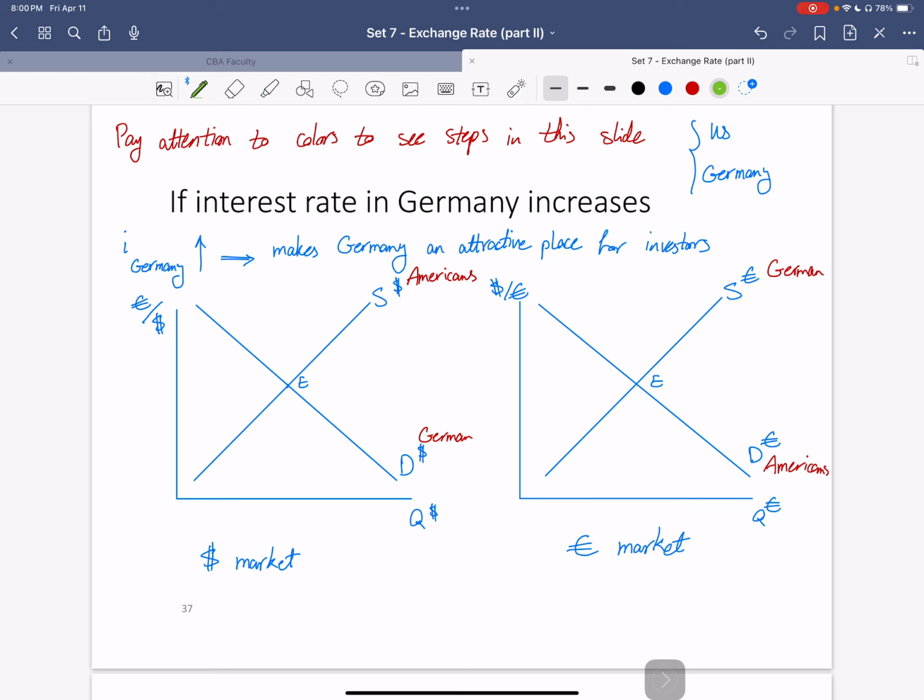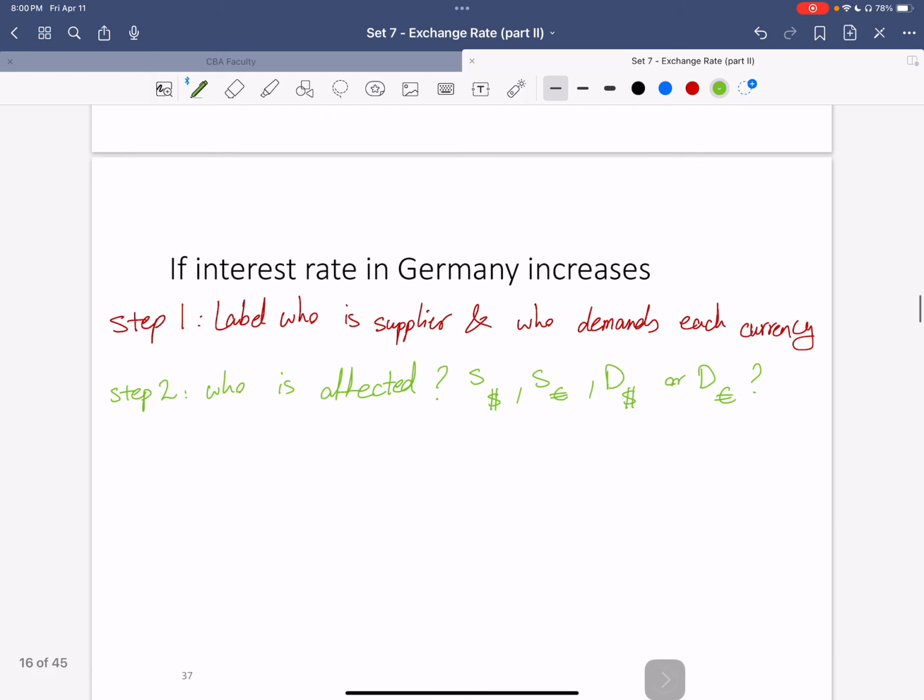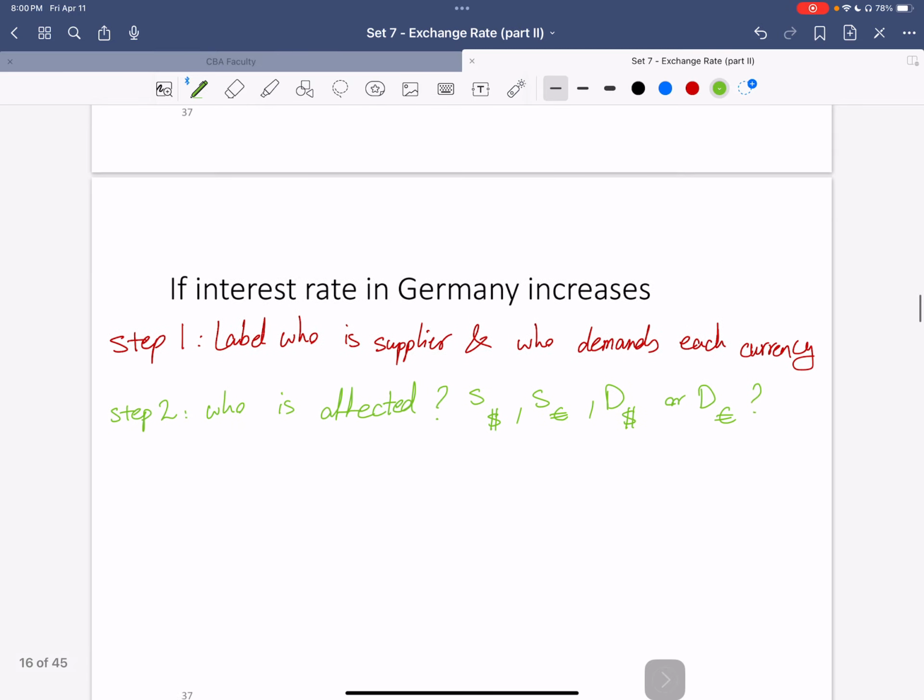When the interest rate in Germany increases, at first, we will see more Americans being interested in investing in Germany. And when they want to invest in Germany, they are going to provide more dollars into the market, shifting the dollar curve to the right. But maybe it's better to say it this way.